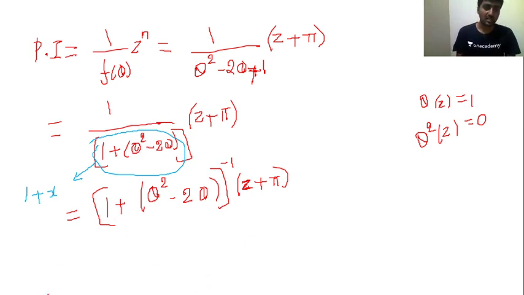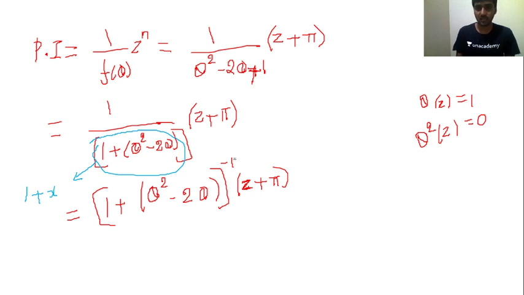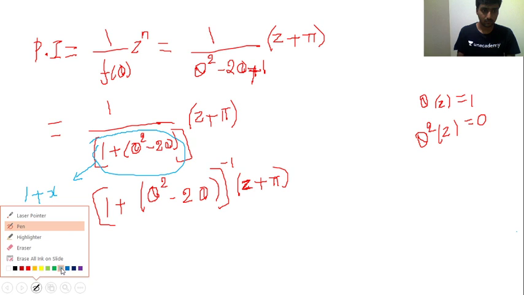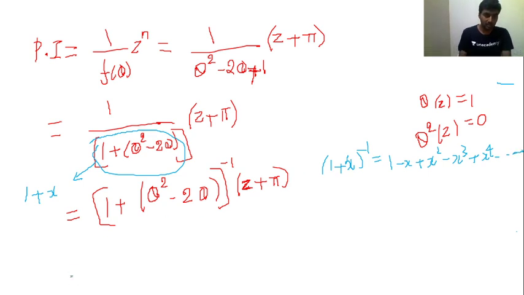So for 1 plus x, we use the binomial expansion formula. The 1 plus x whole power minus 1 is equal to 1 minus x plus x square minus x cube plus x power 4, and so on vice versa. As per this discussion, now expand it.